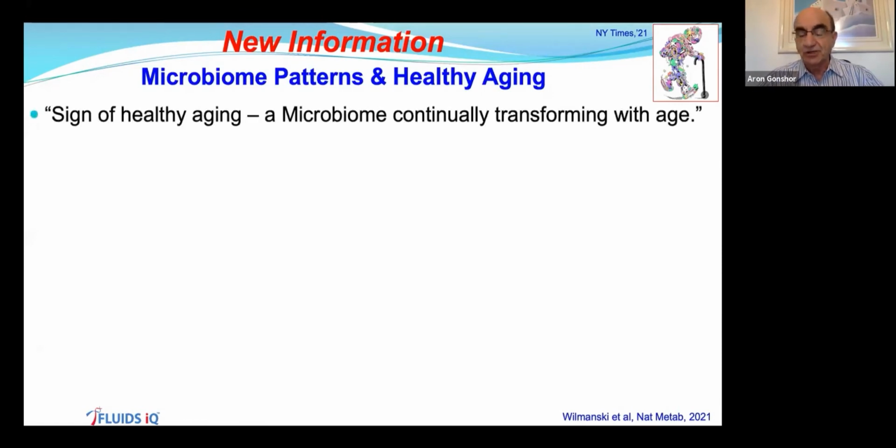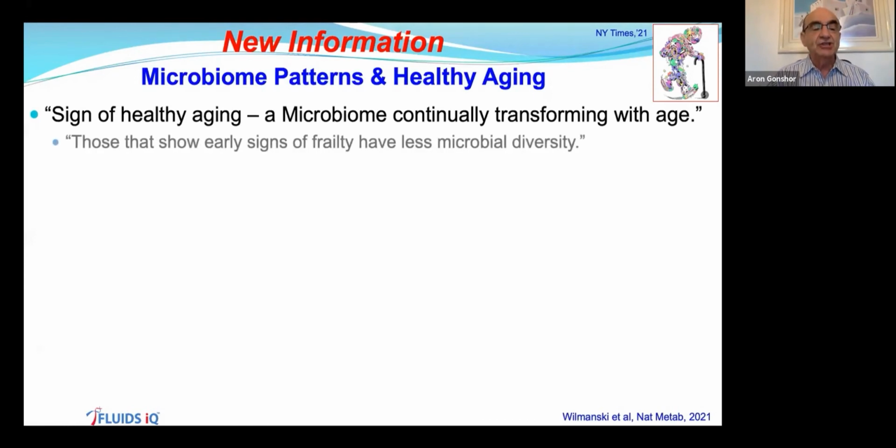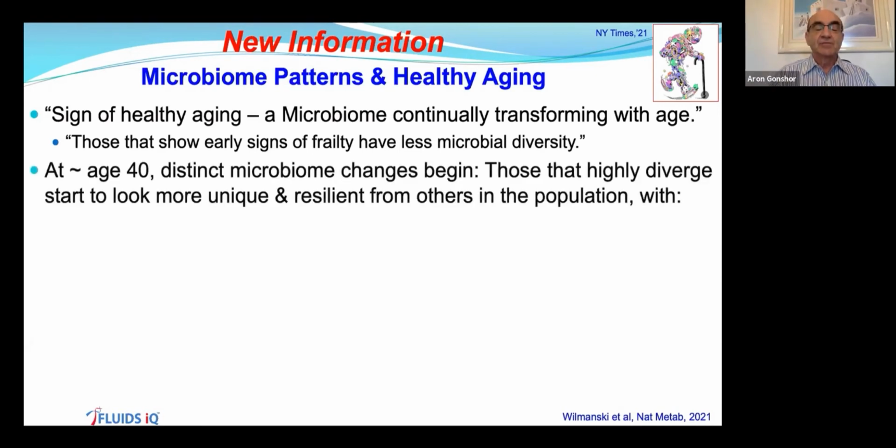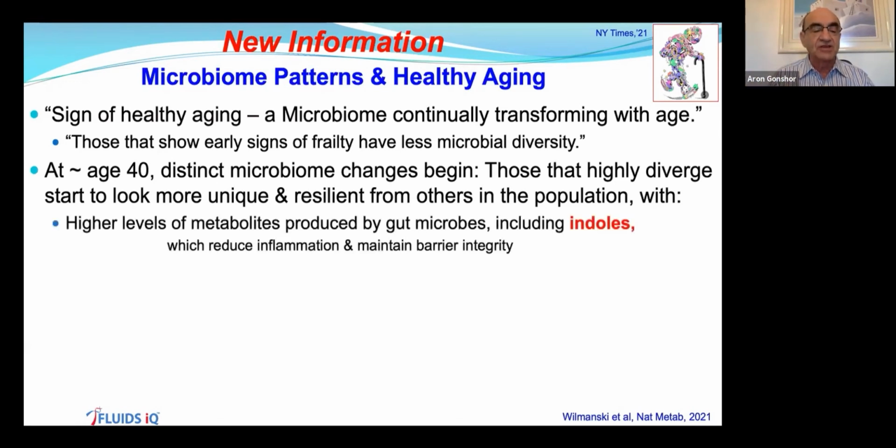Here is some new information. Healthy aging. A microbiome is continually transforming with age, and those who show early signs of frailty as they age have a lot less microbial diversity. Or put it the other way, if you have more diversity as you age, you become less frail over time. Because we know that after the age of 40, there is a distinct microbiome change that begins, and those that age with more diversity are more resilient, etc.